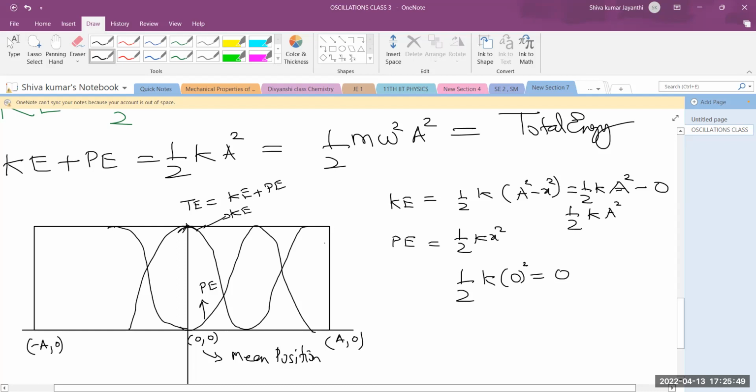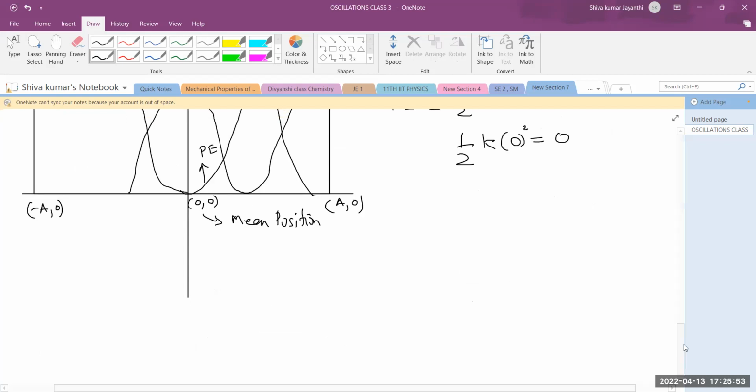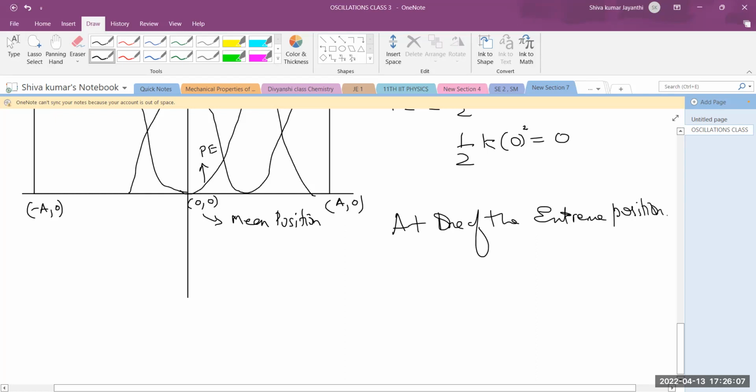When does that happen? Let us take x equal to 0, we understood, at the mean position. Next, any other position, at one of the extreme positions. Extreme position means x is equal to amplitude. At x equal to amplitude, what happens?